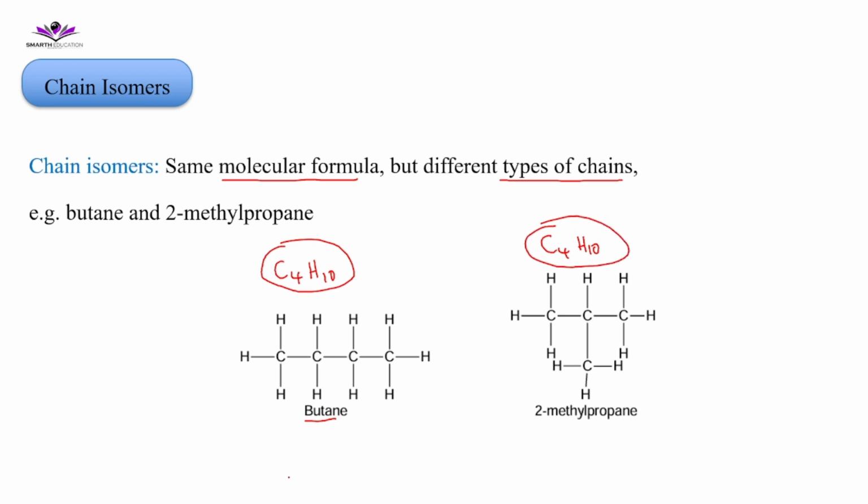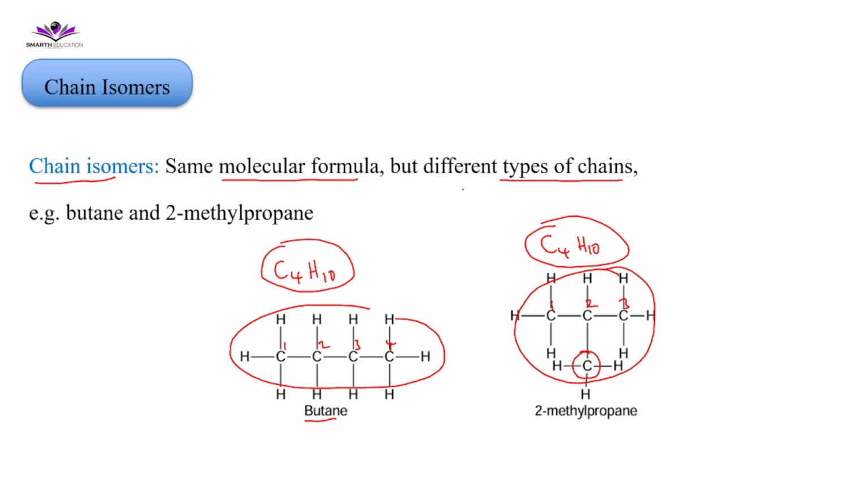But let's look at the structural formula. For butane, it's just one chain. We have carbon 1, 2, 3, 4, which is a single chain. But in 2-methylpropane, we have this chain, 1, 2, 3, and then a branch there. So this one is branched, while this one is not branched. It's just one chain. Chain isomers are organic molecules with the same molecular formula but different types of chains.